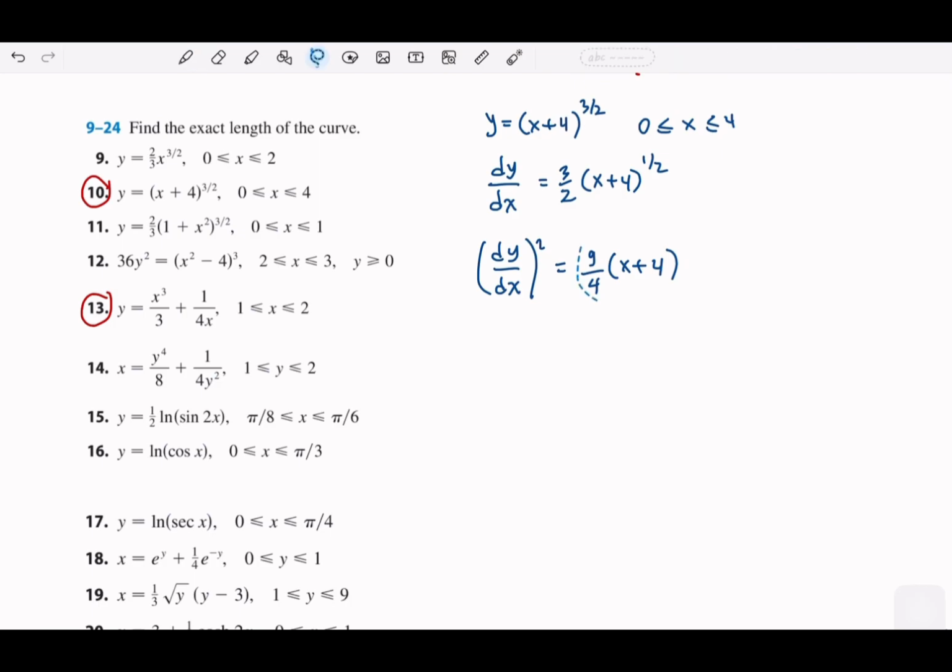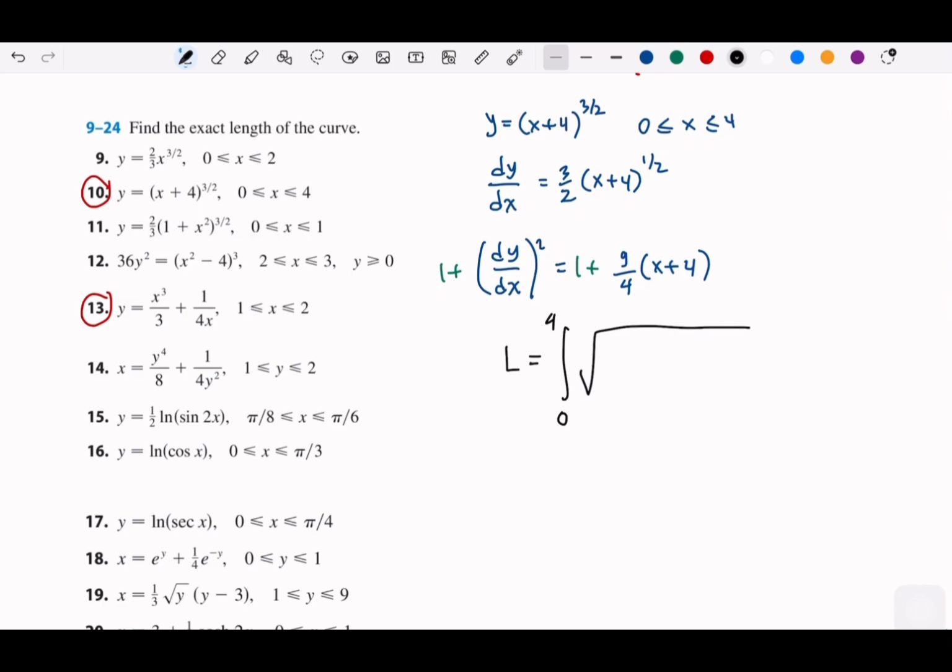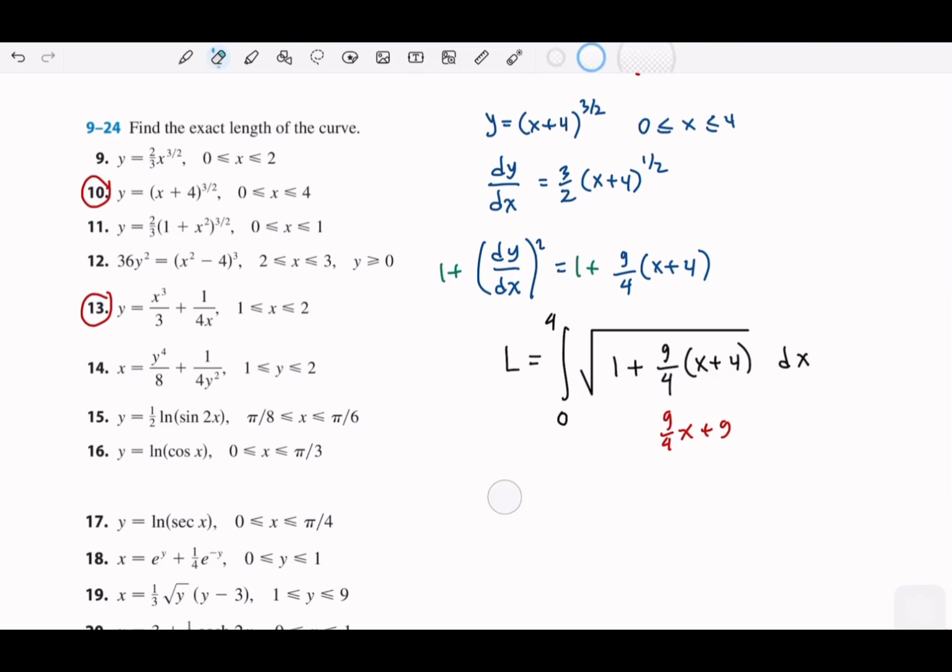Then if we add 1 on the left and 1 on the right, we get the formula's sum. So the formula we can write again here is the integral from 0 to 4 of the square root of 1 plus 9/4 x plus 4, dx. We solve a little bit: 9/4 x plus 9, so it's 10 plus 9/4 x, dx.